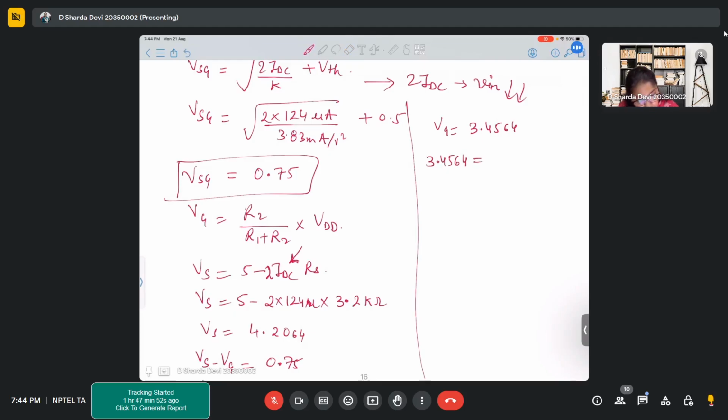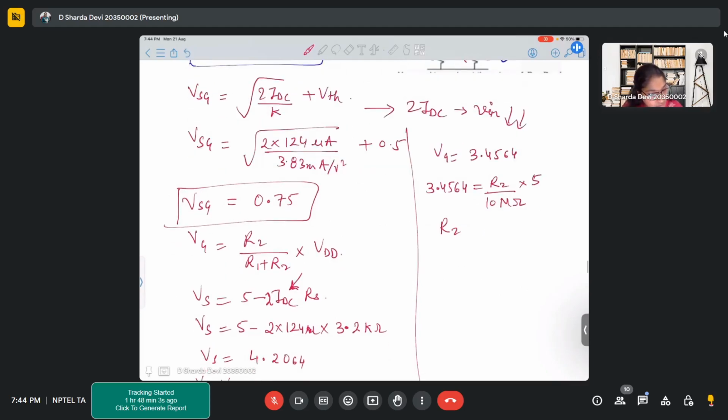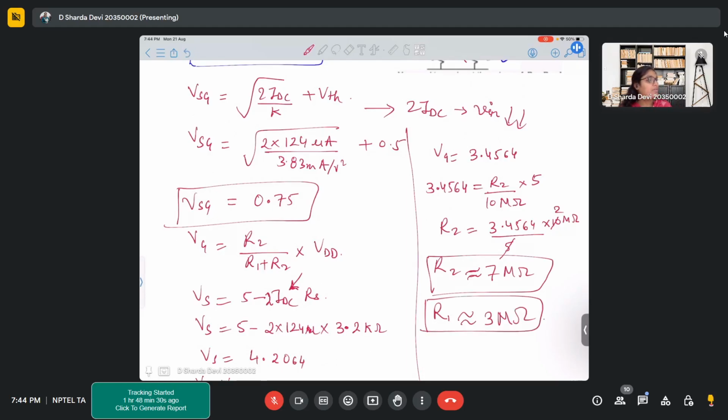So 3.4564 is equal to R2 by 10 mega ohms, which we already know, into VDD, which is 5 volts. So R2 is equal to 3.4564 by 5 into 10 mega ohm. Let's say if it is 3.5 into 2, it's around 7 mega ohms. R2 is around 7 mega ohms and R1 is around 3 mega ohm. Is this clear how we solved this?